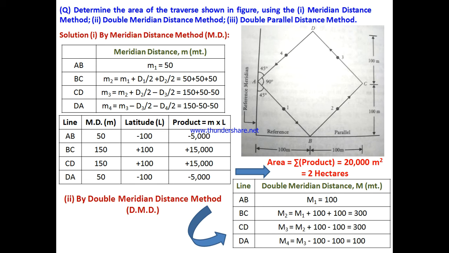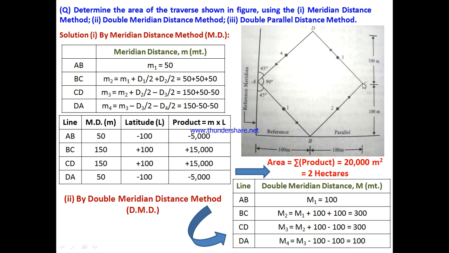Now for BC, if I need to move towards the BC line, then I first need to cover the AB line, then I need to go from B to C. So double meridian distance of BC will be equal to meridian distance of B plus meridian distance of C. So meridian distance of B will be 100, but the meridian distance of C will be this 100 plus this 100. Okay, so it will be equal to M1, or meridian distance up to B, plus 100 plus 100, which will be equal to 300.